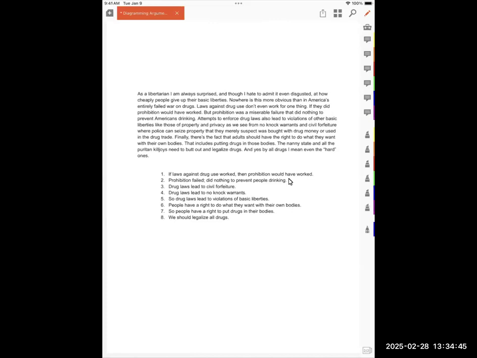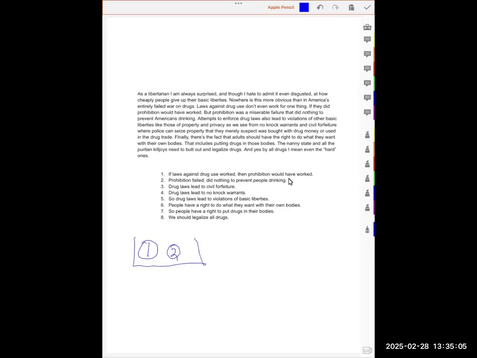People have a right to do what they want with their own bodies. So people have a right to put drugs in their bodies, so we should legalize drugs. So let's start to put all these together. Obviously, 1 and 2 are supposed to work together to prove our conclusion. So we'll just put them here. But then we say, well, drug laws lead to civil forfeiture. Drug laws lead to no-knock warrants, so drug laws lead to violations of basic liberties.